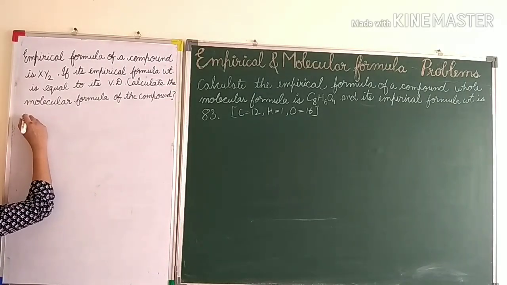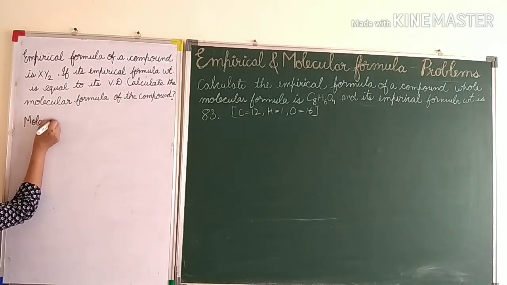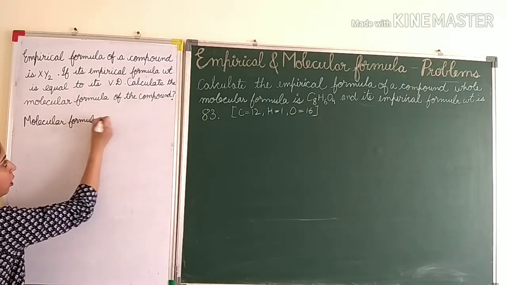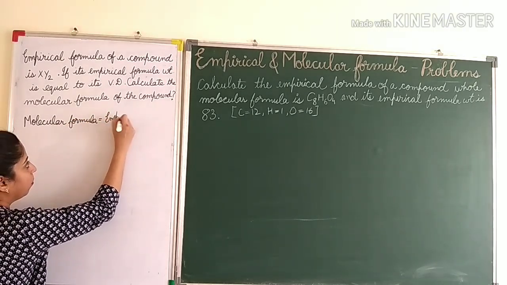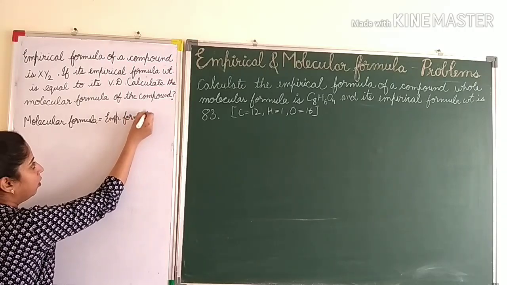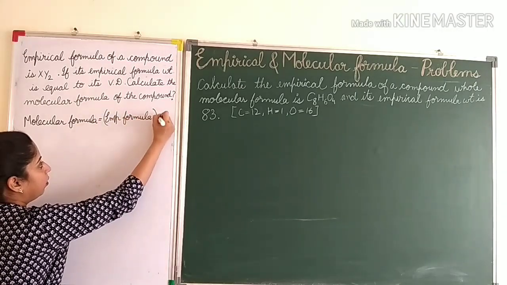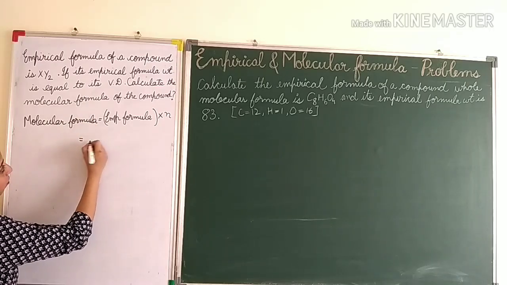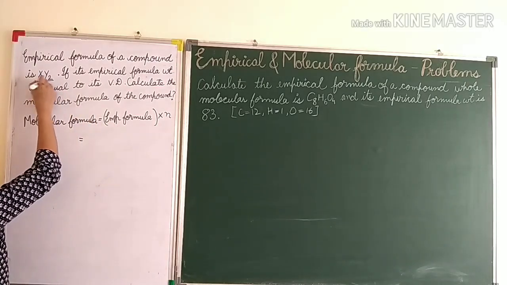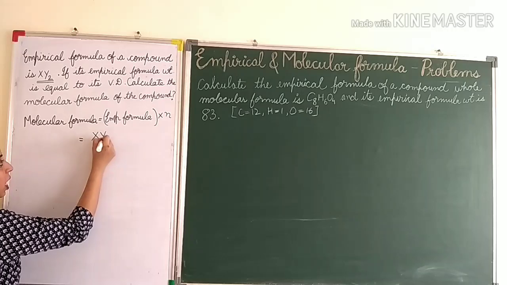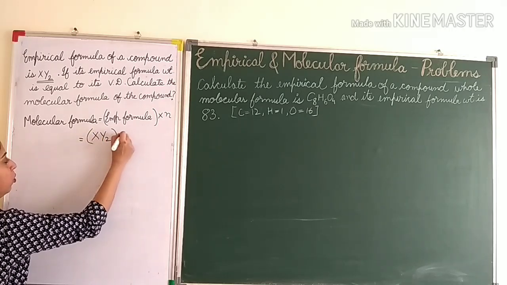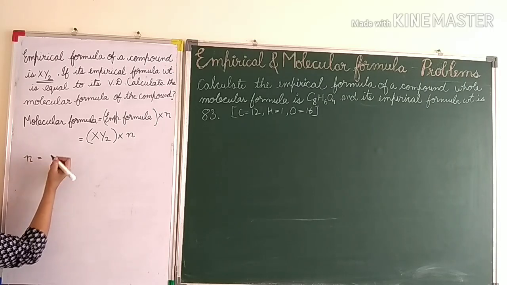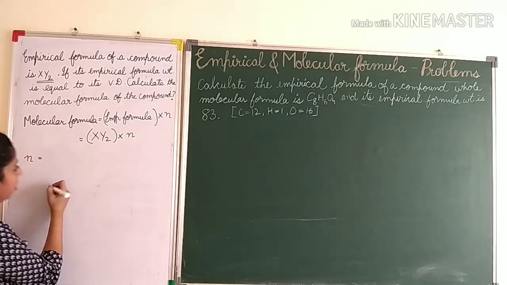Now children, we know that molecular formula is equal to empirical formula into N, right? So here they have asked for the molecular formula. So molecular formula will be empirical formula into N. Now the empirical formula is given, so it will be XY2 into N. Now children, what is N? N is molecular formula weight upon empirical formula weight.